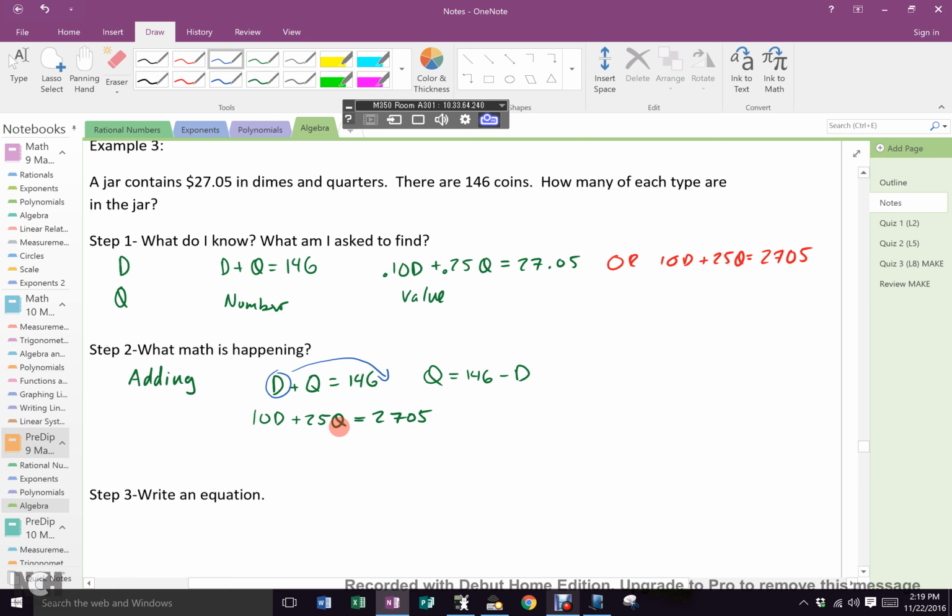Now, I know Q. Can I get rid of that Q? No, you put it, Q is this. So what can I do with that expression? Oh, I can put it in for Q, can't I? Yes, which would give me what? 10D plus 25 bracket 146 minus D equals 2,705. Now, do we only have one unknown? Yes. So could we solve it? Yes, absolutely.